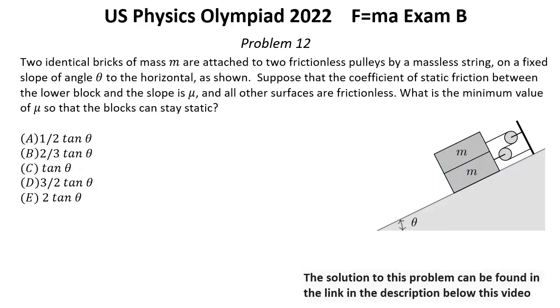Problem number 12. Two identical bricks of mass m are attached to two frictionless pulleys by a massless string on a fixed slope of angle theta to the horizontal, as shown. Suppose that the coefficient of static friction between the lower block and the slope is mu, and all other surfaces are frictionless. What is the minimum value of mu so that the blocks can stay static?